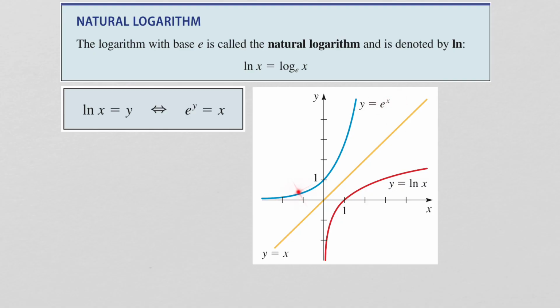So we know that y equals e to the x looks like this. So it is no surprise that y equals the natural log of x would look like this, because once again, we have this symmetry across the line y equals x. And here we have a brief description of the definition. It's the same definition as any other logarithm. We say the natural log of x is equal to y means that e to the y power must be equal to x.